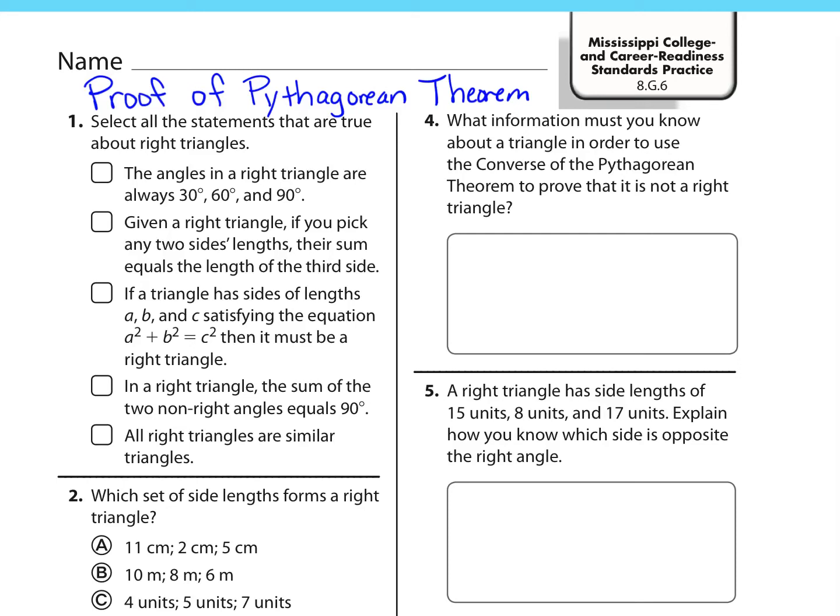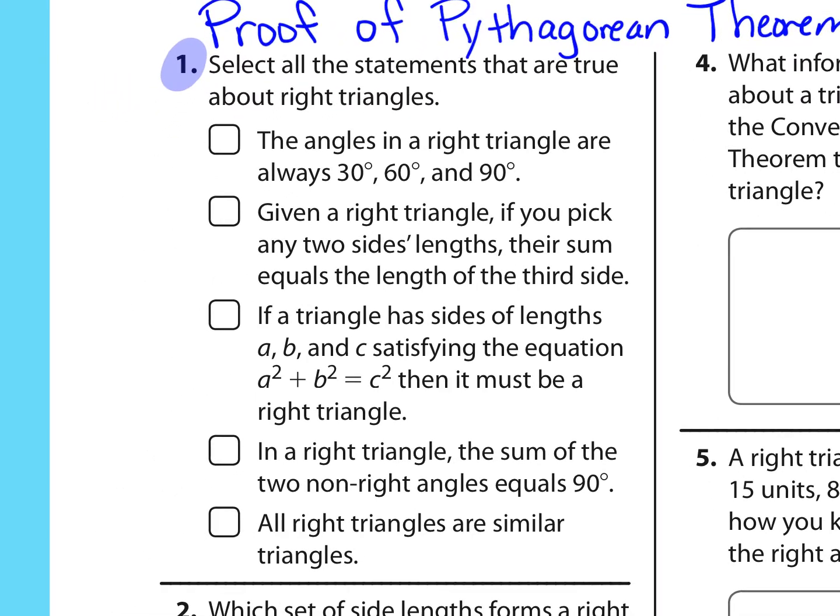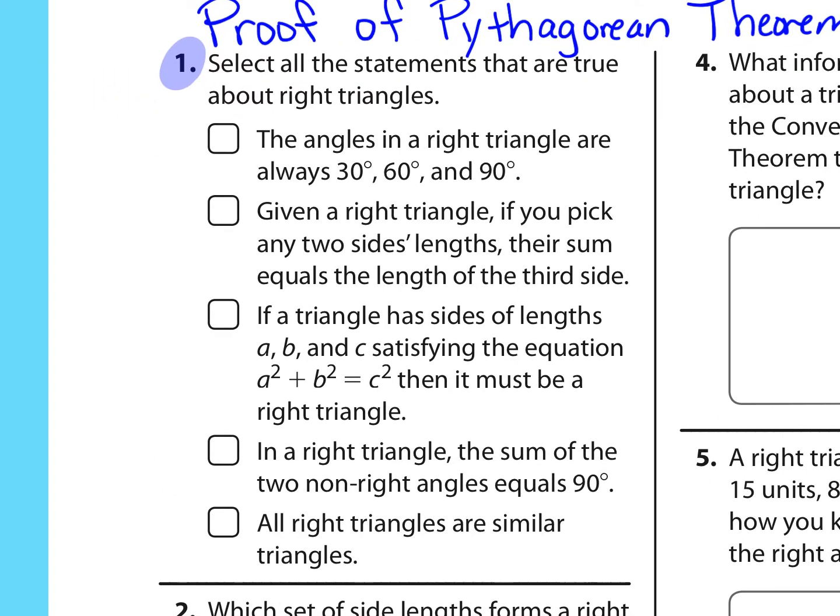Lesson 8.G.6 starts standards about the Pythagorean theorem. So this first standard, 8.G.6, is about a proof of the Pythagorean theorem. And so we're going to start here with problem number 1. It says select all statements that are true about right triangles.